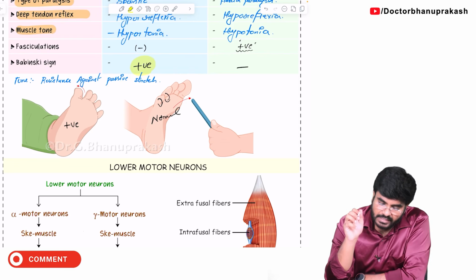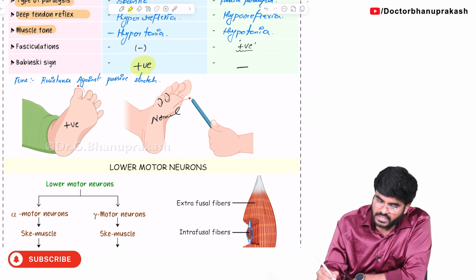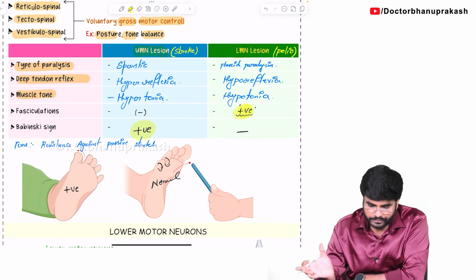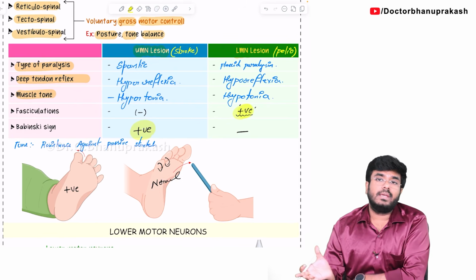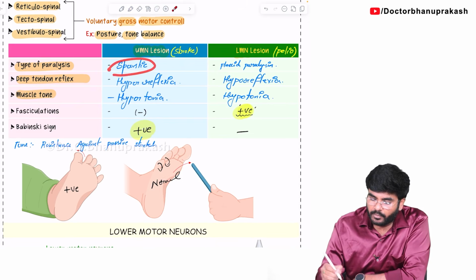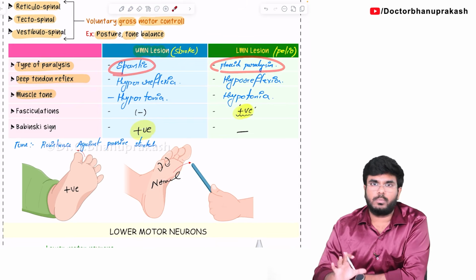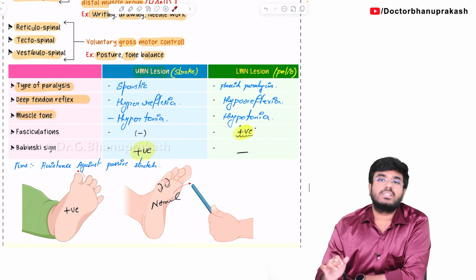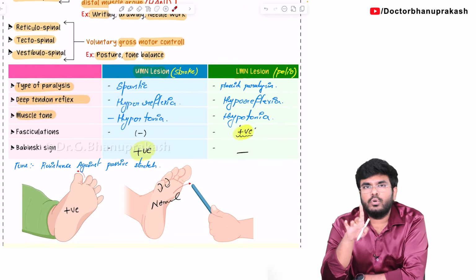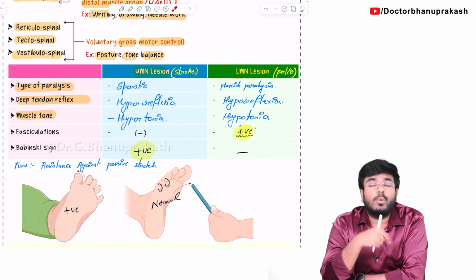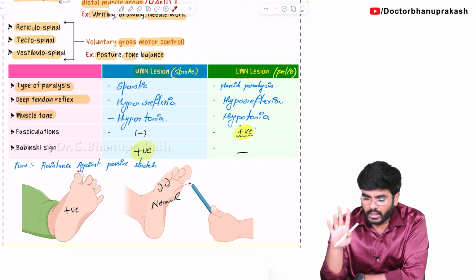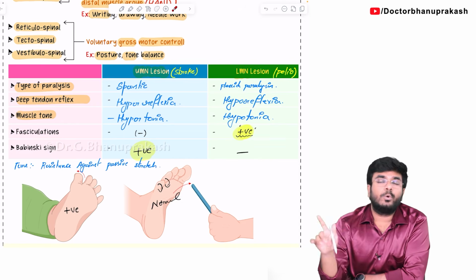Okay, so the Babinski sign is positive with an upper motor neuron lesion, and fasciculations are positive with a lower motor neuron lesion. And I have told you how the muscles will be: either spastic paralysis or flaccid paralysis, opposite. So these are the important differences between upper and lower motor neuron lesions. In first year, what you should know is that upper motor neurons arise from the cortex and lower motor neurons arise from the spinal cord. Okay, with this, the upper motor neuron and lower motor neuron lesions topic is completed. Hope the video is helpful. Thank you.